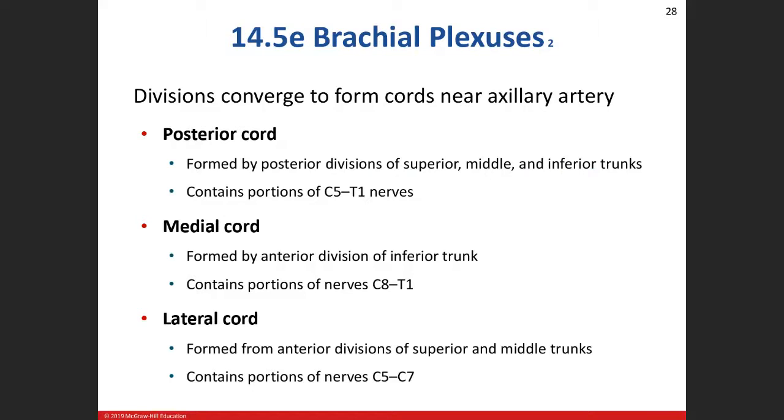Now the chords here, we've got a posterior, medial, and lateral chord, and after the chords, that is when we have our named nerves here. The posterior chord is going to get contribution from the posterior divisions of the upper, middle, and inferior trunks. That means it's going to get contributions from C5 through T1. Medial comes off the anterior division of the inferior trunk, so it's only going to get contributions from C8 and T1. And then the lateral chord, anterior divisions of the superior and middle trunk, so it gets C5 through C7.